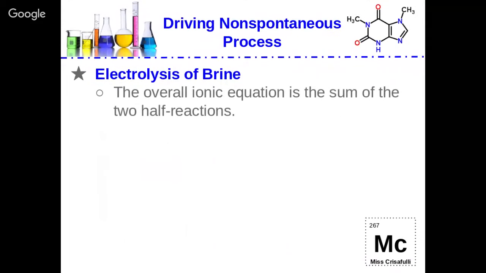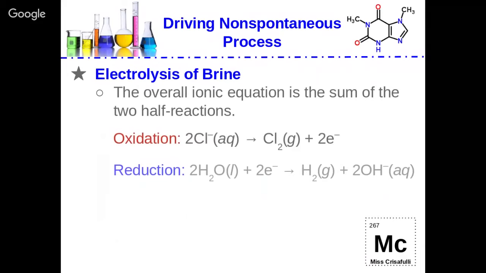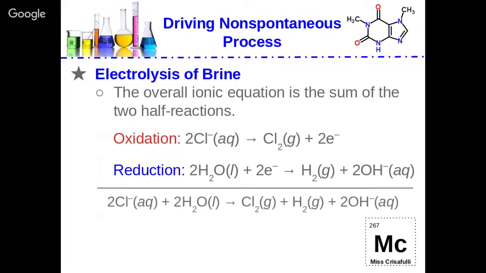The overall ionic equation is the sum of the 2 half reactions. So here's our oxidation, here's our reduction. When we add them together, we get the following equation.